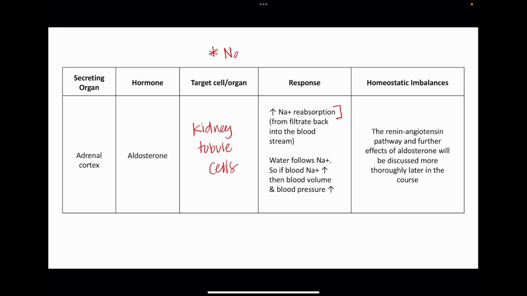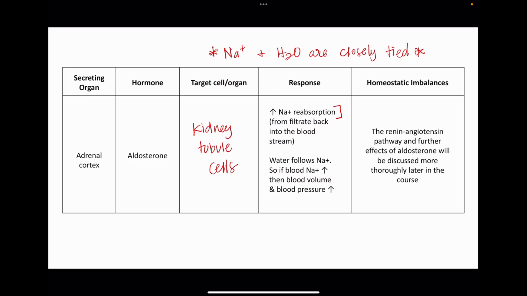Now, one thing you should know, we're going to talk about this a lot this semester, is that sodium and water are closely tied to each other. So pretty much anywhere sodium goes, water wants to follow. So in this case, when aldosterone triggers the kidney tubule cells to put more sodium into the blood, water is also going to follow it into the blood. And so if blood sodium increases, water follows, blood volume is going to increase, and therefore blood pressure will also increase.